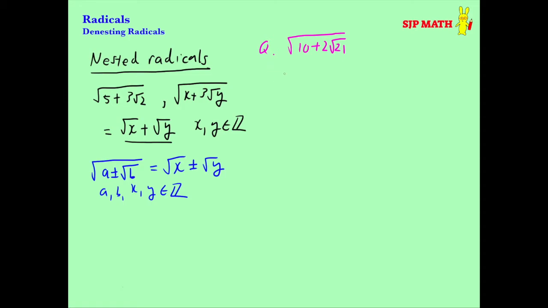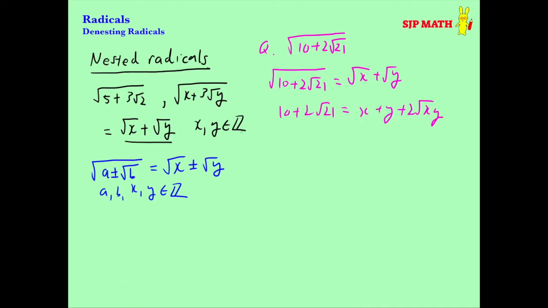So the solution would be, again, the same as last time. We put this as this, but this time it's a plus, so we put a plus here. We square both sides. And again, we group the terms. We group them together, and then we get a set of simultaneous equations.